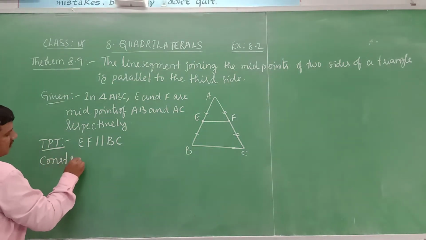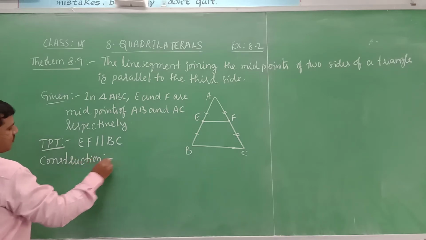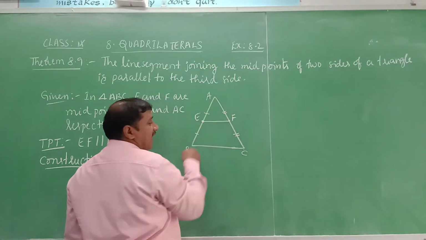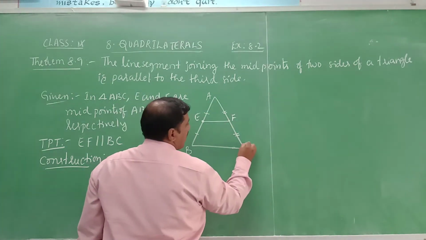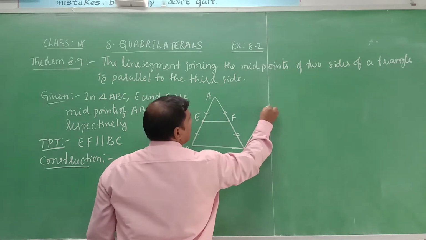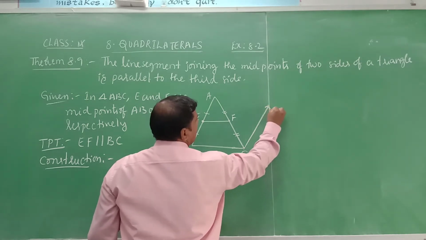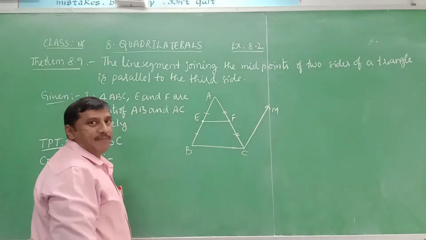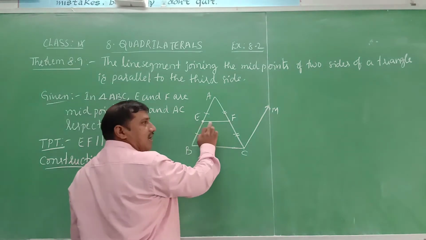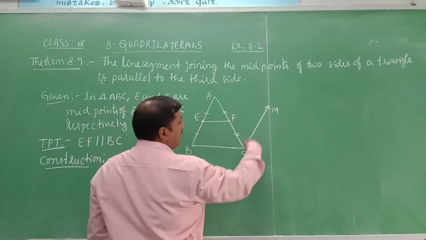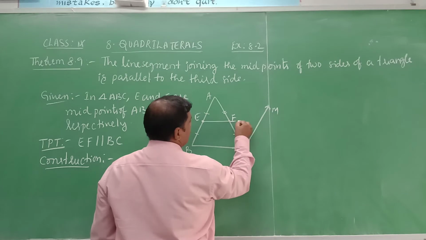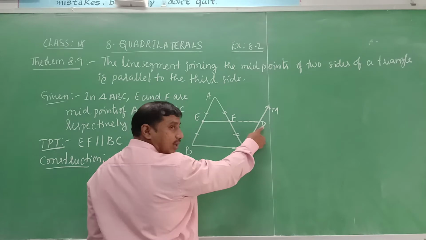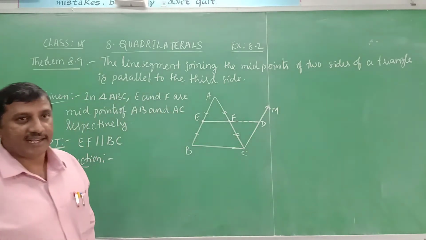So what is that construction? It is a small construction. Through point C, draw a line or a line segment, let this be CM, parallel to AB. Here AB is parallel to CM. And produce or extend EF to meet CM at D.